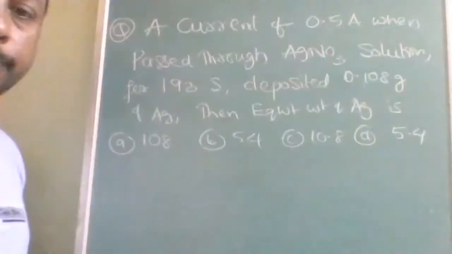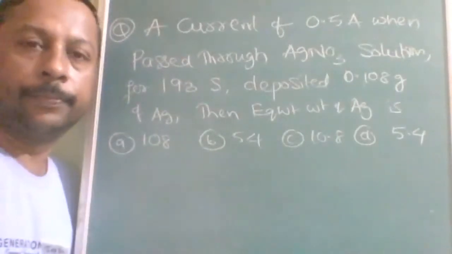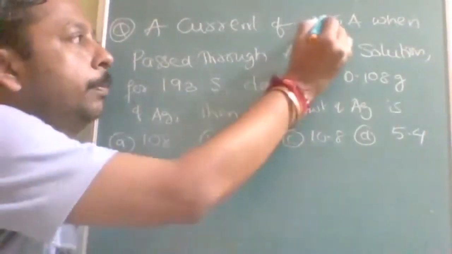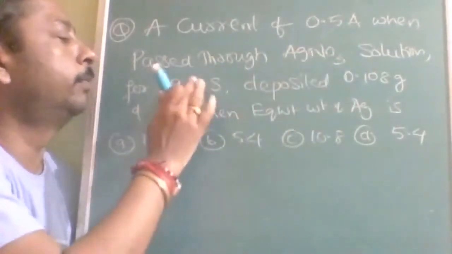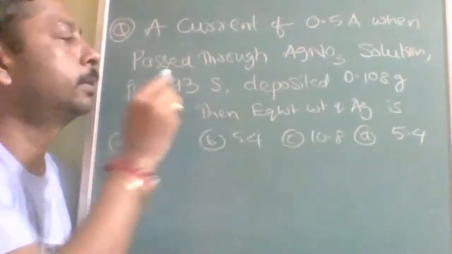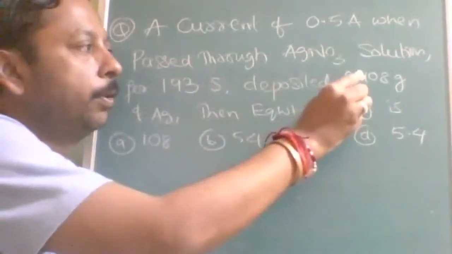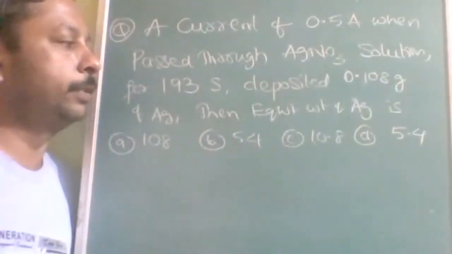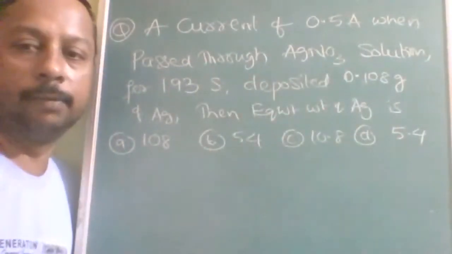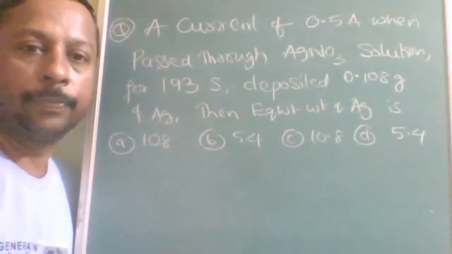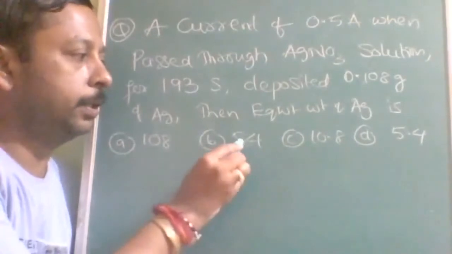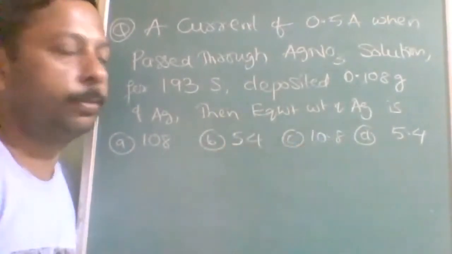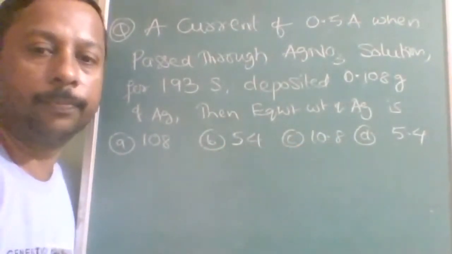Next question: a current of 0.5 ampere passed through AgNO3 for 193 seconds deposited 0.108 gram of silver. Then the equivalent weight of silver is: option A 108, option B 54, option C 10.8, option D 5.4.